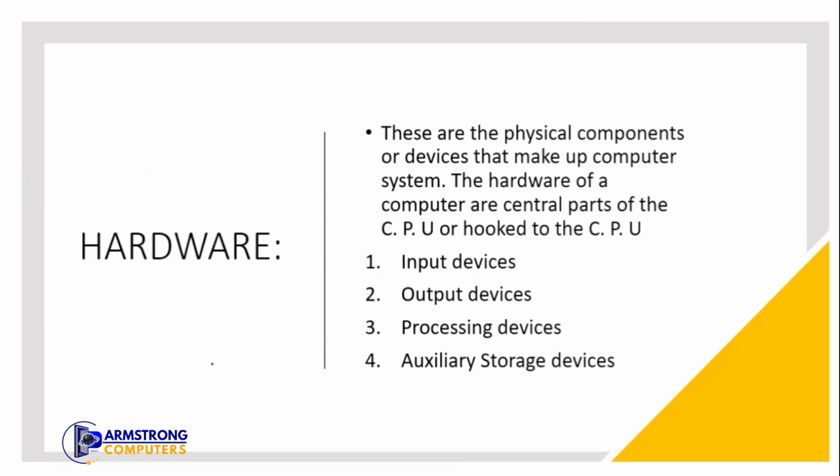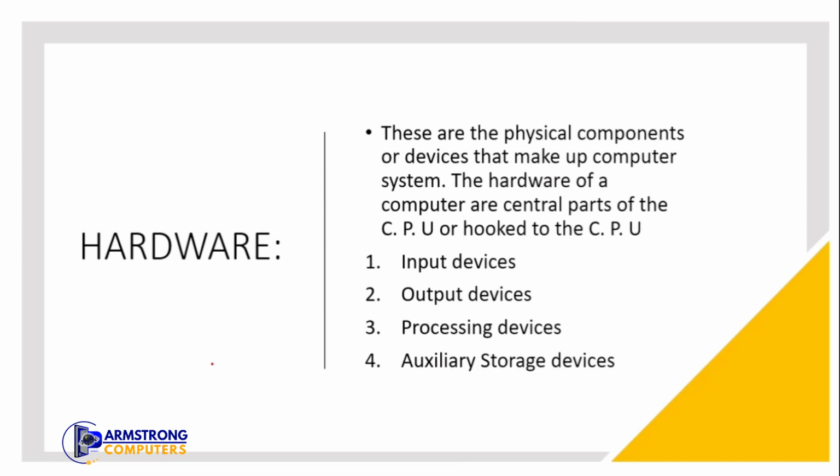And the next thing we're looking at is hardware. What about hardware itself? These are the physical components or devices that make up the system. The hardware of a computer are the central parts of the CPU or those hooked to the CPU. For instance, the keyboard is an input device. It's connected to the CPU, so it is hooked to the CPU.